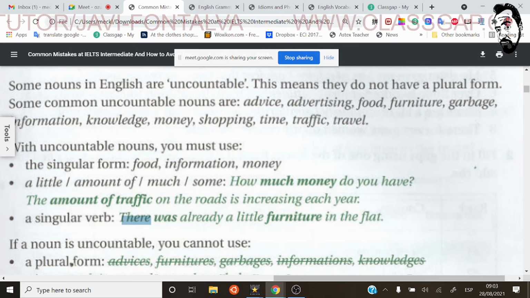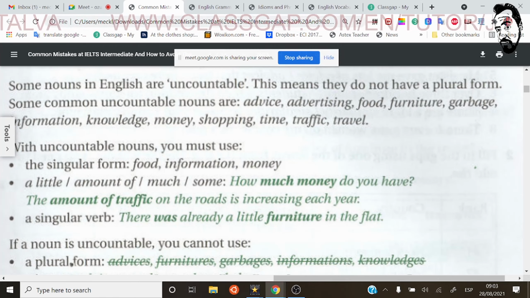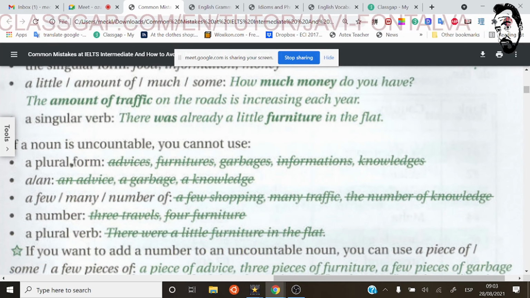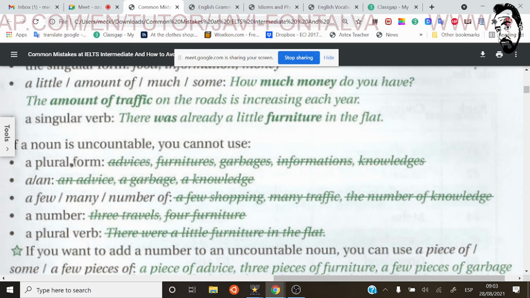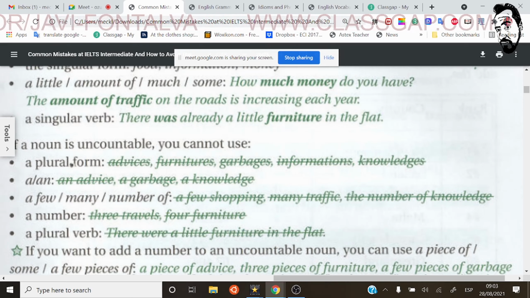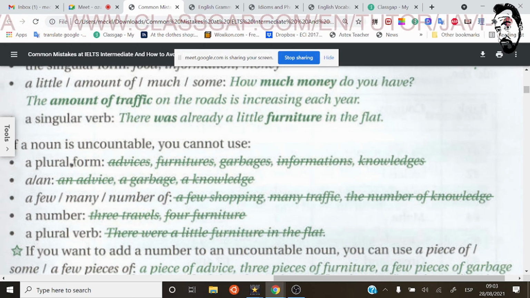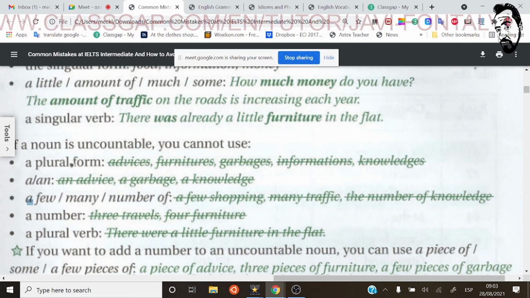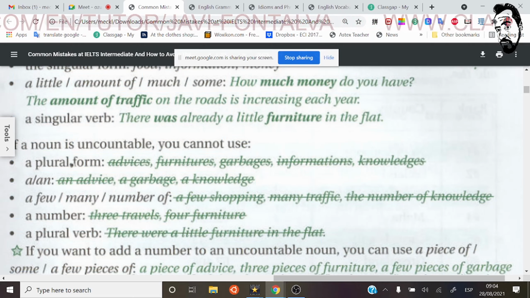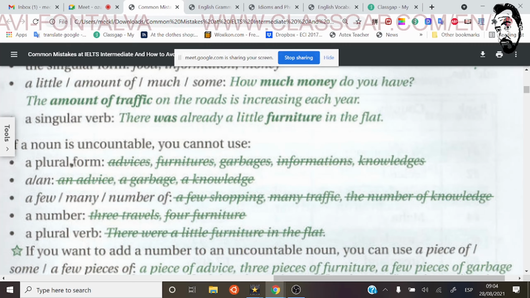And also when you use the verb, you always use the singular. You cannot use the plural. So, there was already a little furniture in the flat. Notice, you cannot say advices, furnitures, informations or garbages. Also, you cannot say an advice, a garbage, an information, a knowledge. Not possible. And also not possible, a few, many. For example, you cannot say I have many money, or I have few money.